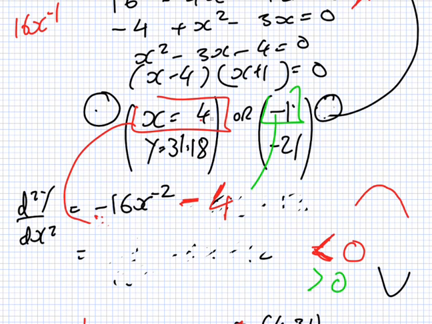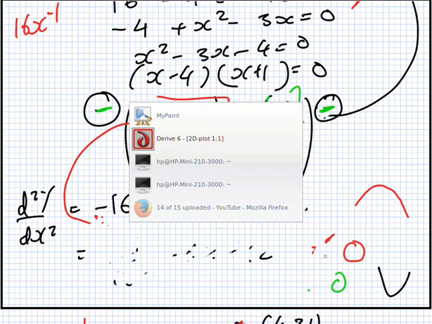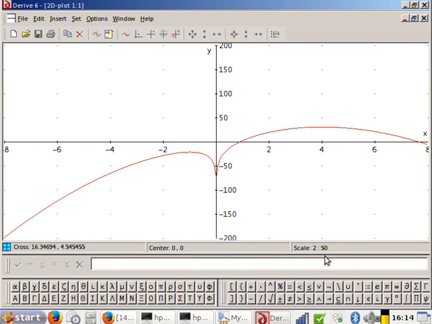So if you put in 4, you'll get negative. And if you put in minus 1, also negative. They're both going to be negative. Negative and negative. So if both answers are negative, then they're both concave. Good. Which is what this shape is.